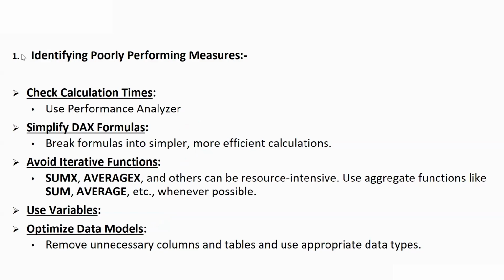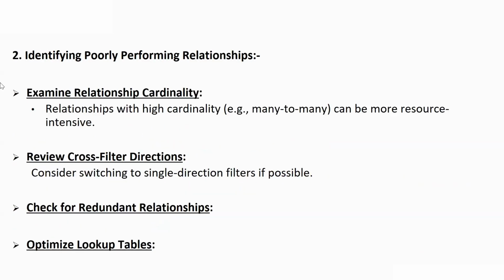The next one in the list is how can you identify the poorly performing relationships? Relationships between the tables are fundamental to how data is combined and analyzed in Power BI. Inefficient relationships can lead to slow query performance. So you have to examine the relationship cardinality. For example, relationships with high cardinality, that is many to many connections, can be more resource intensive. Wherever possible, simplify these relationships to one to many or many to one.